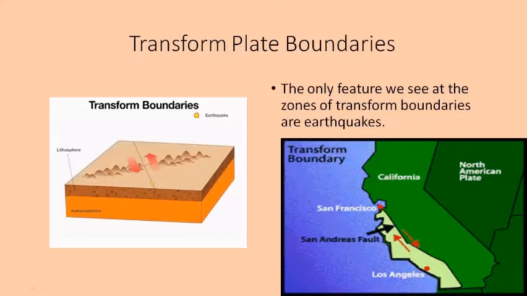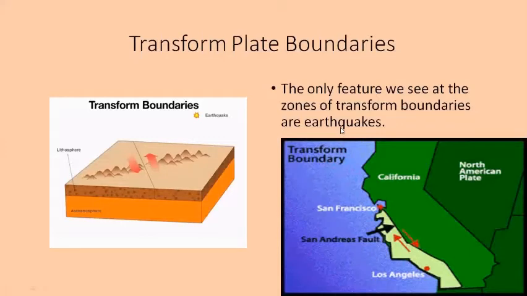Another terminology that is used for transform plate boundaries is conservative, because they are conserving. They are not diverging, they are not constructing anything, they are just conservative. Take the example of two cars. If they slide past each other, what will happen? Friction will occur. Similarly, over here, friction is occurring, and this is the result. Because of friction, earthquakes, etc. are occurring.